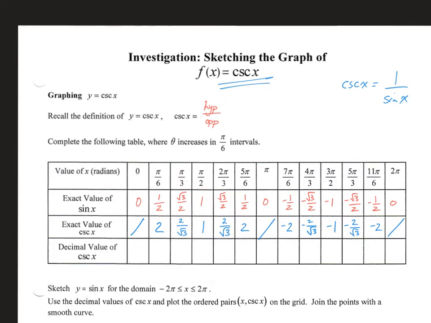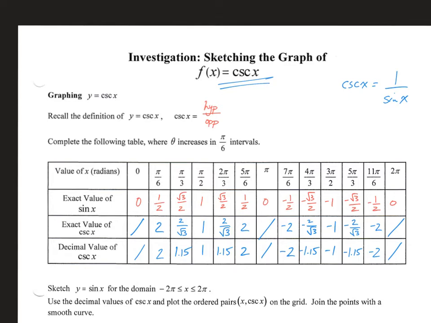those will be exact for us. But if we were going to graph them, we may want some decimal approximations to be able to estimate. The only value we would need to push buttons on would be a decimal approximation for 2 over root 3, and that is approximately equal to 1.15. Everything else we know the exact value of. And there is our completed table of values for cosecant.